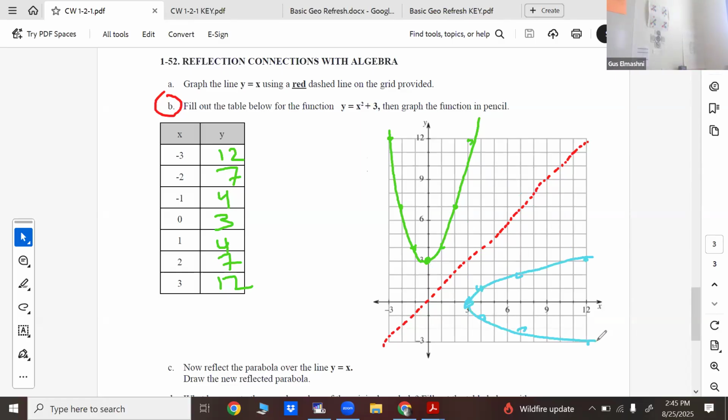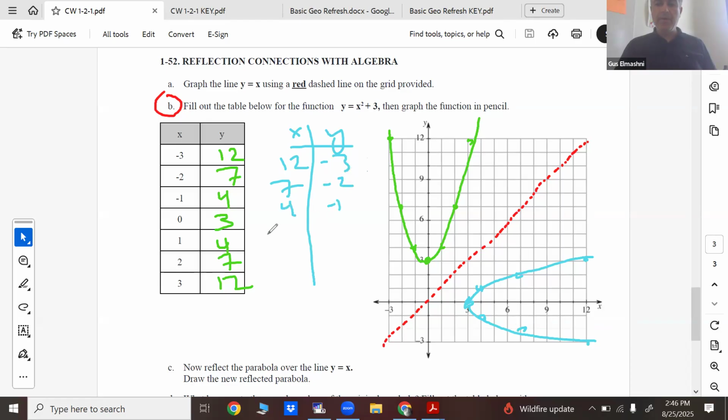So now take a look. If I were to cut this out and fold along the red line with the green and blue, they'd map on 100%. So what does this tell me? What this tells me is that when you do a reflection, for the last part, they're asking you to state the coordinates of your reflection, which is pretty obvious: 12, -3, 7, -2, 4, -1, 3, 0, 4, 1, 7, 2, 12, 3.